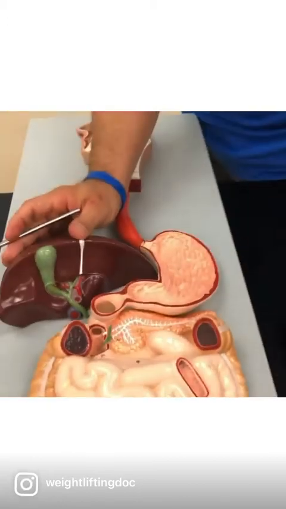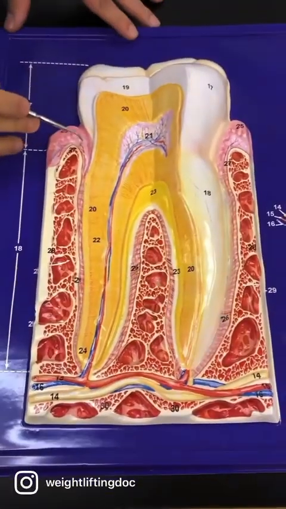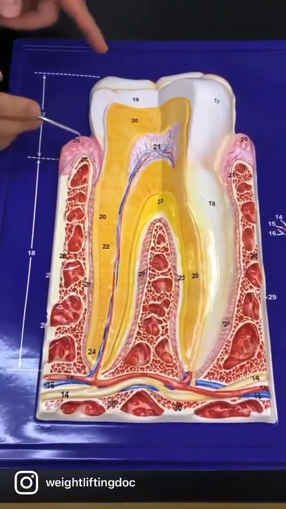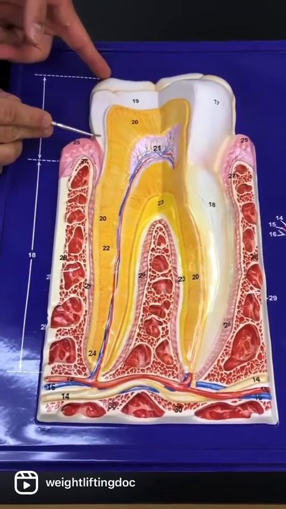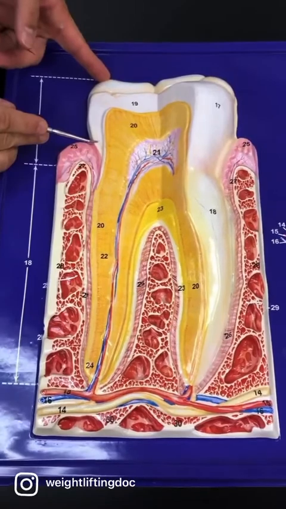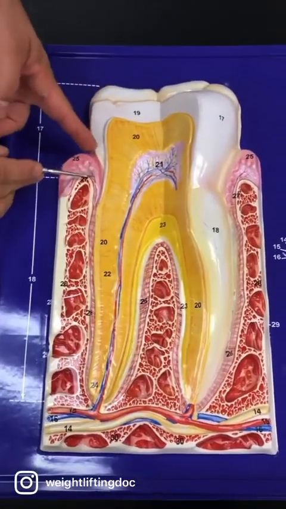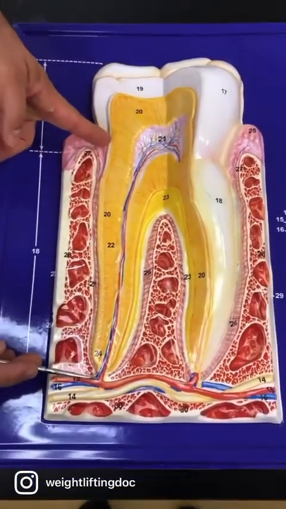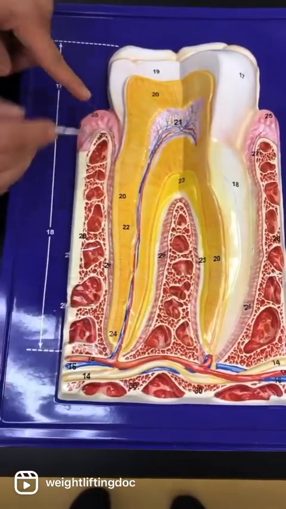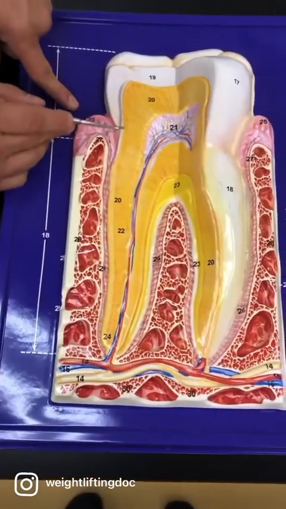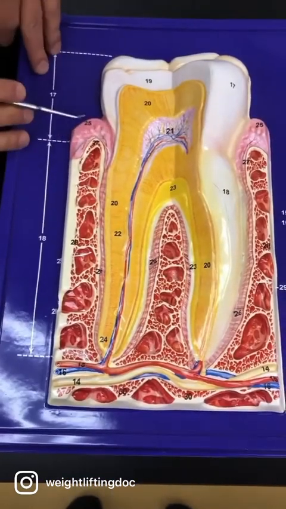We'll go ahead and add the tooth as well. All right, so here's the anatomy of the tooth. The top section, the section above the gums, is called the crown of the tooth. Okay, it's a region. Then below the gums, we have the root of the tooth. And then the little transitional section in between those two is called the neck of the tooth.